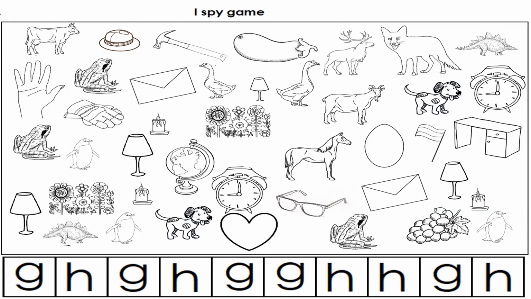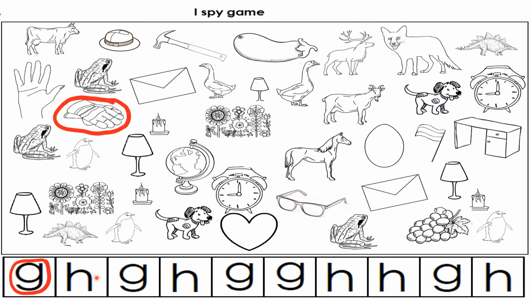Let's play I Spy game. I spy with my little eye something that starts with G. Let's find something that starts with G. Gloves. G. Let's circle it. Now we're done with this G. We're going to circle that too.